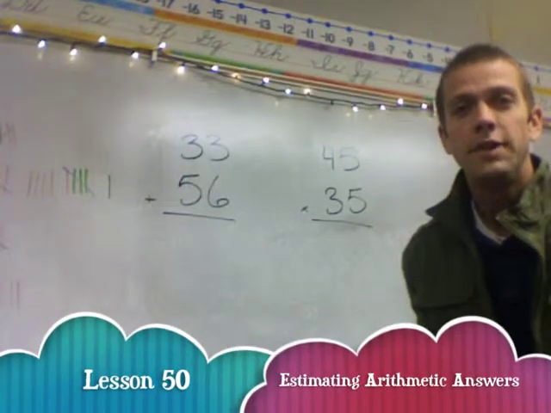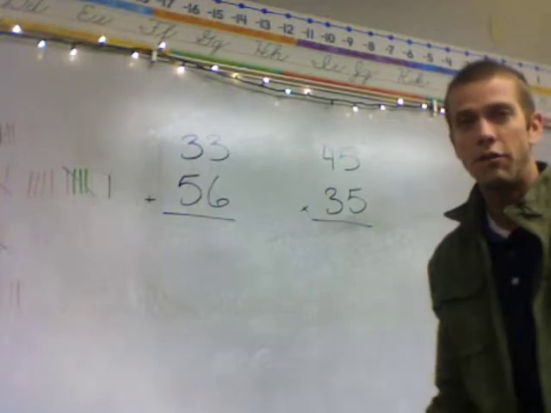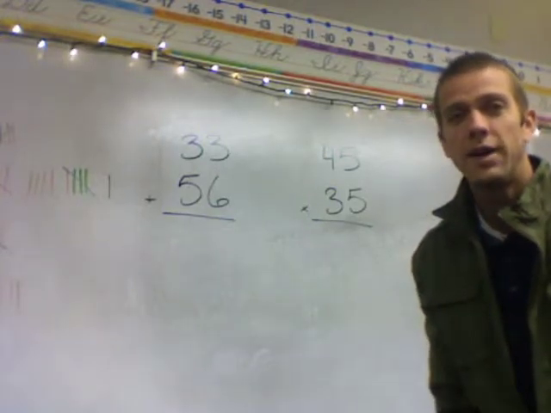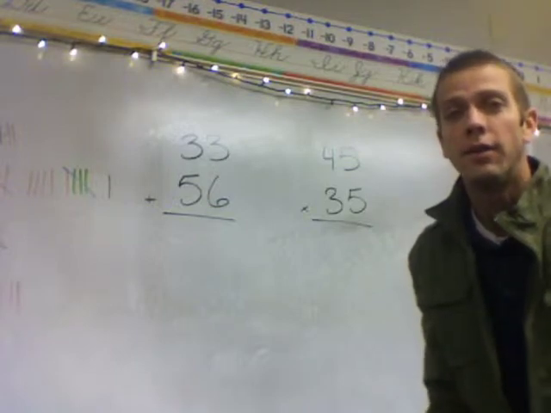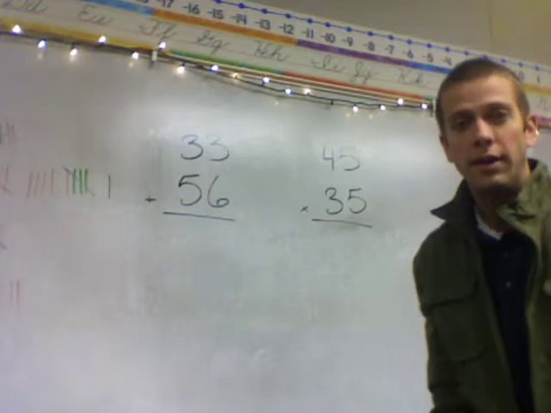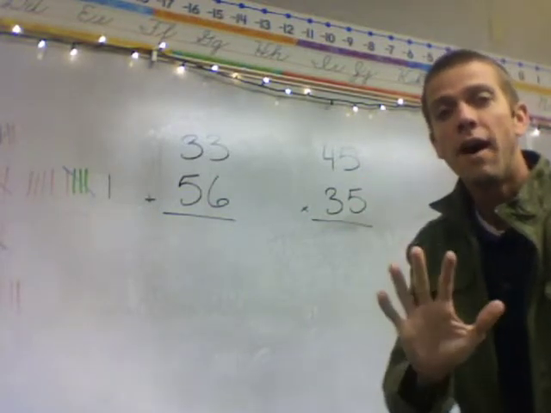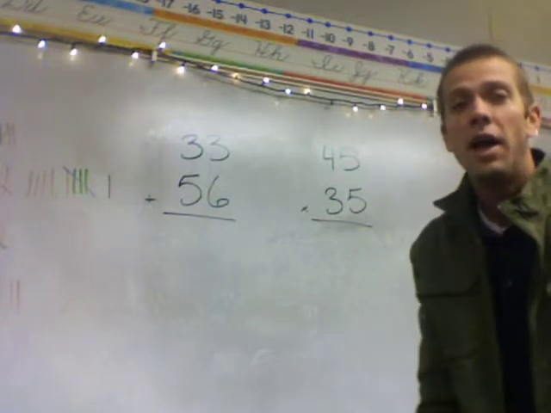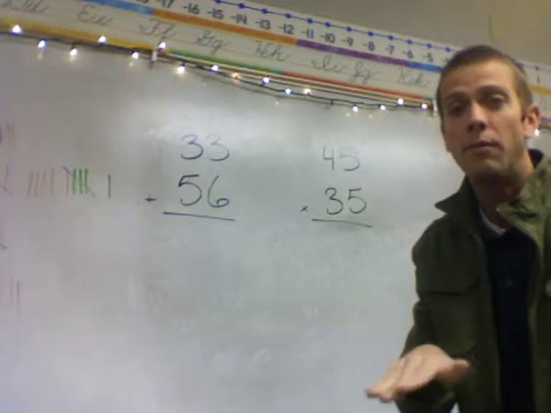Welcome to lesson 50, estimating arithmetic answers. In today's lesson you will solve a normal problem, adding, subtracting, multiplying, dividing, and then you will compare that to an estimated answer. And the way to estimate is to round. Don't forget when you're rounding that 5 is your magic number. Okay? If you see that 5, you know you round your number up. And if it's something below the 5, then you make your number stay where it's at, below.